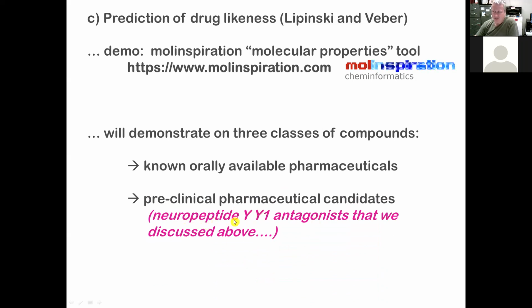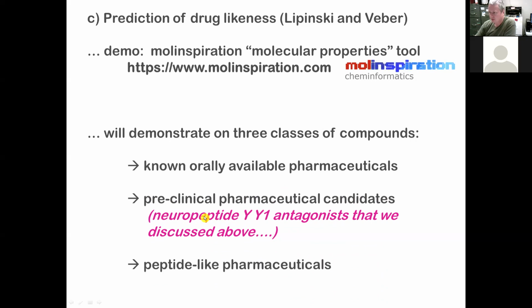Then we talked about this neuropeptide Y1 antagonist. It was discussed earlier when we were talking about drug likeness. So we'll take a look at that also. All right, and preclinical probably means that it's not a perfect drug. Often, preclinical means you're trying to optimize potency, but don't really care about oral bioavailability.